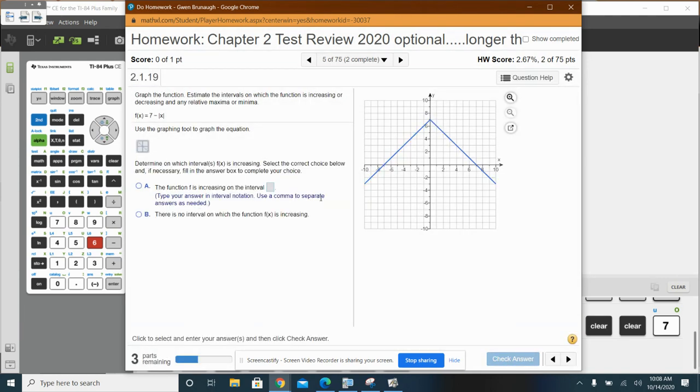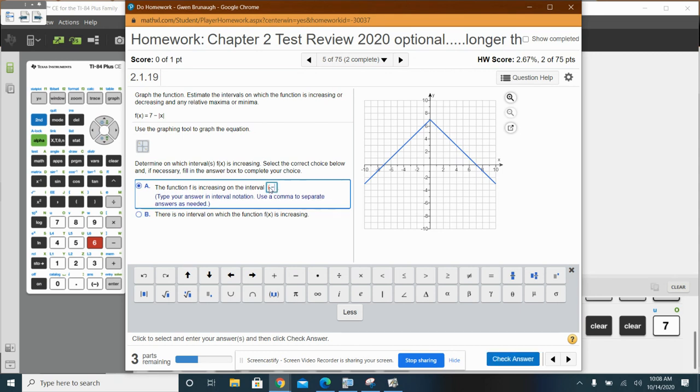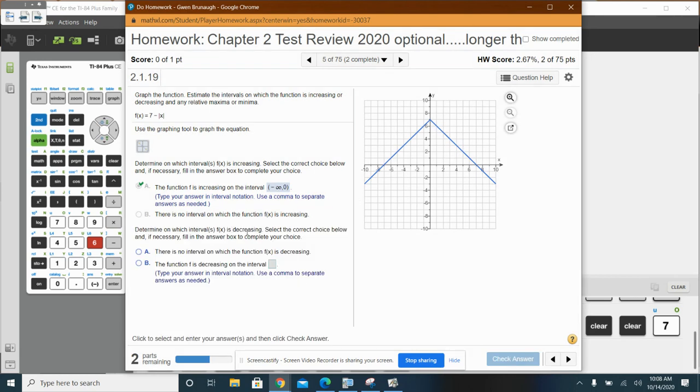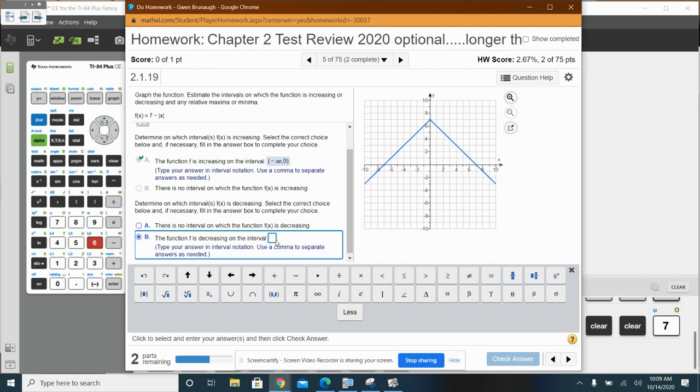Okay, so then where is it increasing? Well, it's increasing on this left all the way to the X value of 0. So it's negative infinity to 0. Then it's decreasing, so I'm done with that. It's decreasing from 0 to infinity. I will say that students sometimes want to accidentally switch to the y values, but on increasing and decreasing, it always has to be the x.